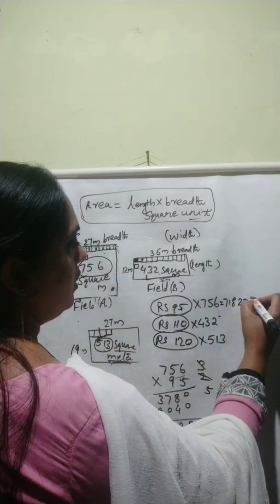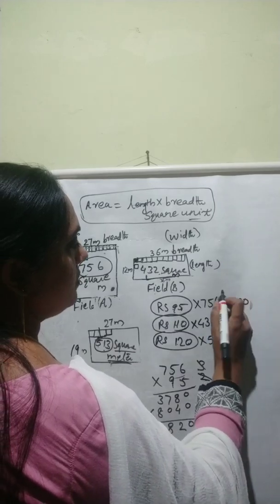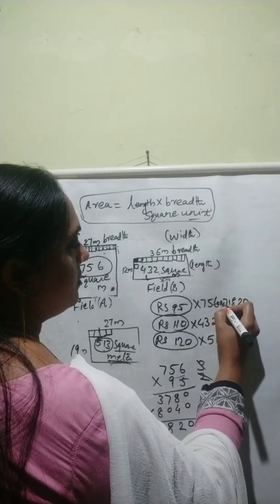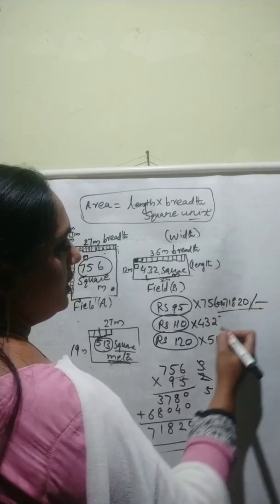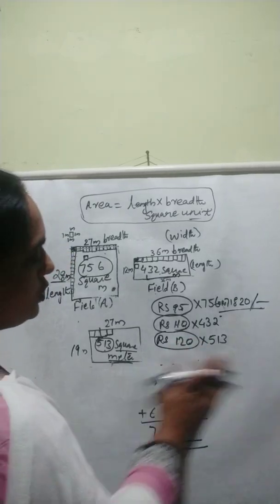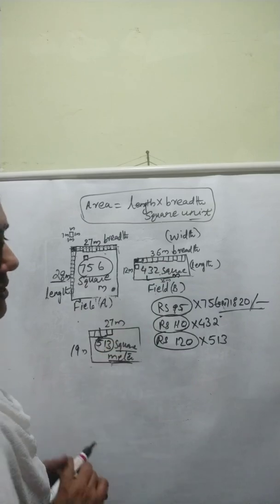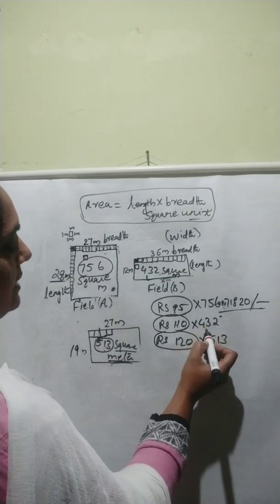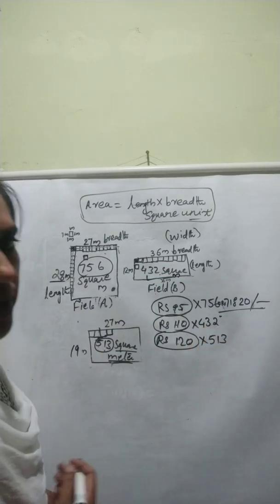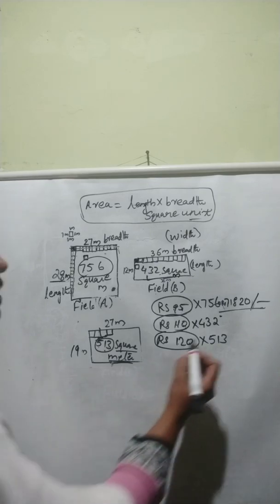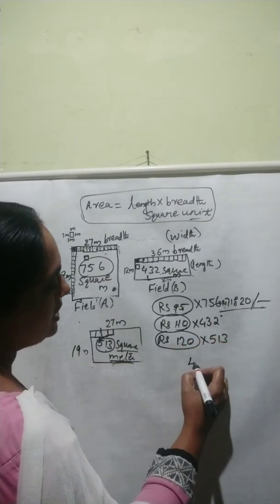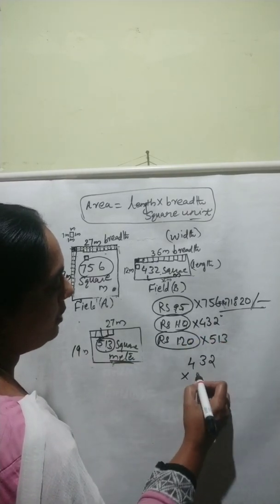71,820 rupees. Okay. Then next one, he is to pay 110 for 1 square meter. So total that is 432 square meter. So how can we find out? We have to multiply these two. That is 432 multiplied by 110.